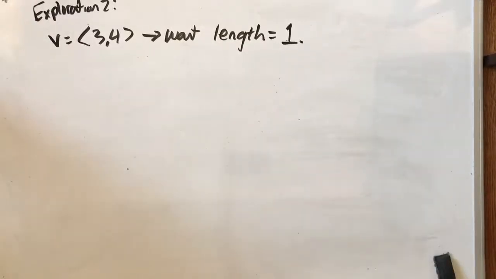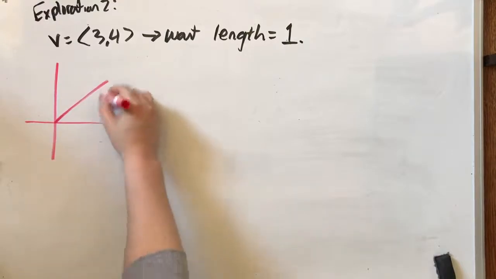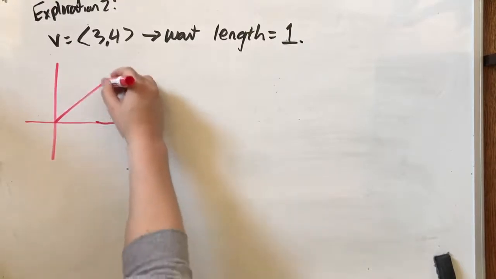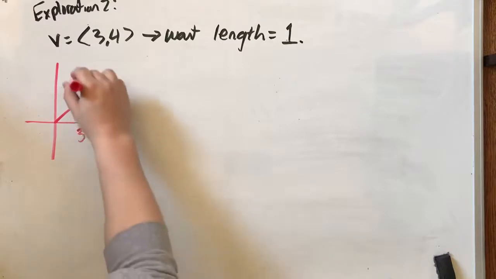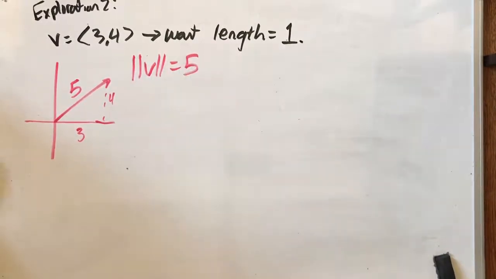All right, so for exploration 2, we have this vector 3, 4, and what we want to do is shrink it so its magnitude is only 1. So if I were to just draw this, again in the standard position, I would end up with this side being 4, this side being 3, and I would have this. So its current length is equal to 5, but what I want it to be is equal to 1.